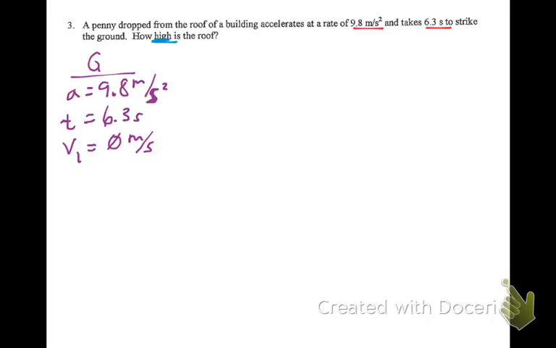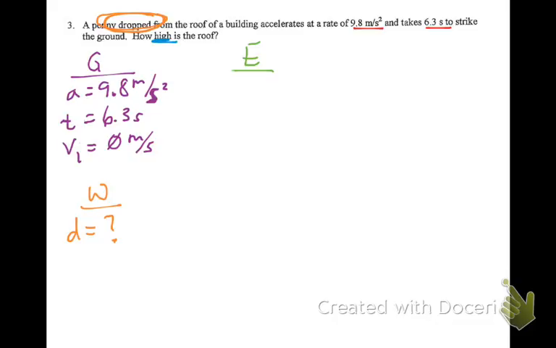So they gave you that information, but they didn't give you that information. It's there, but it's not there. So you need to be aware of the term dropped. Our wanted: how high is the roof? That's a fancy way of saying what's our vertical distance or vertical displacement. Our equation, yes, you'll see this one a lot. It is my favorite one.